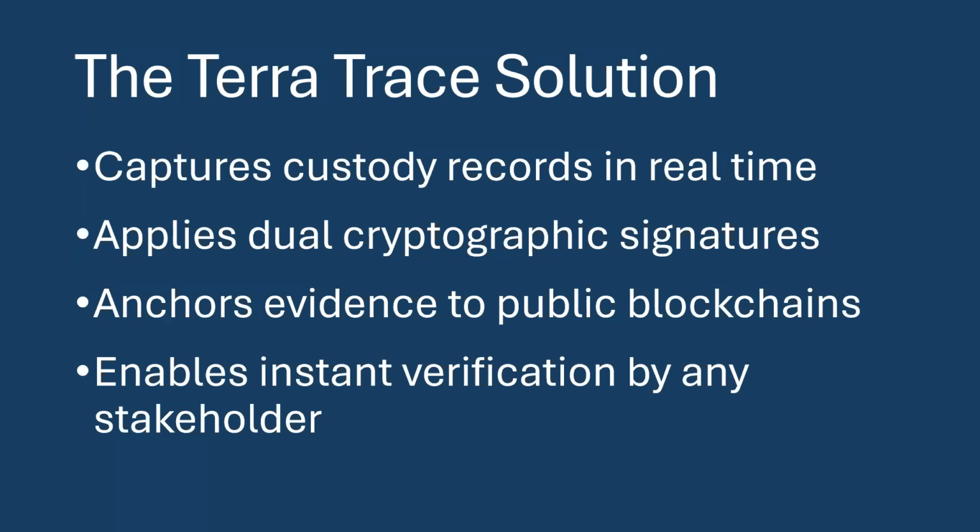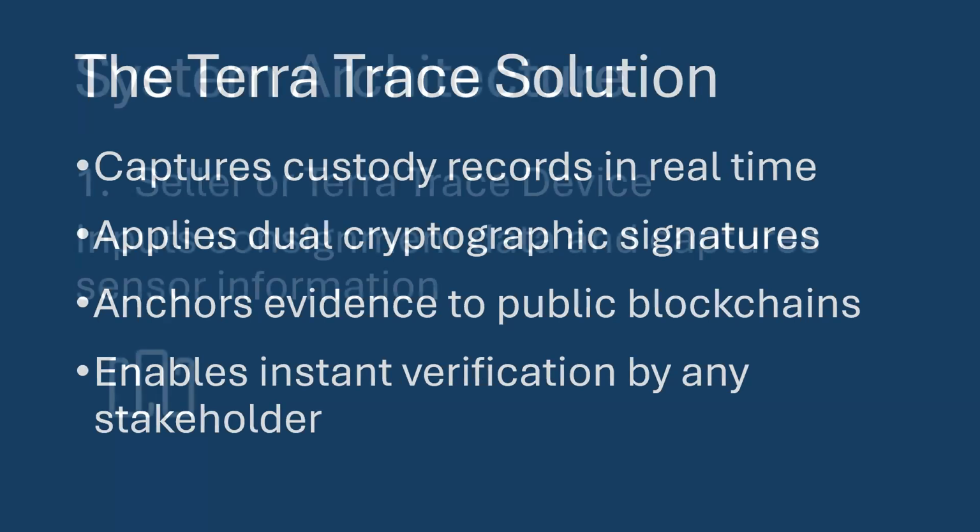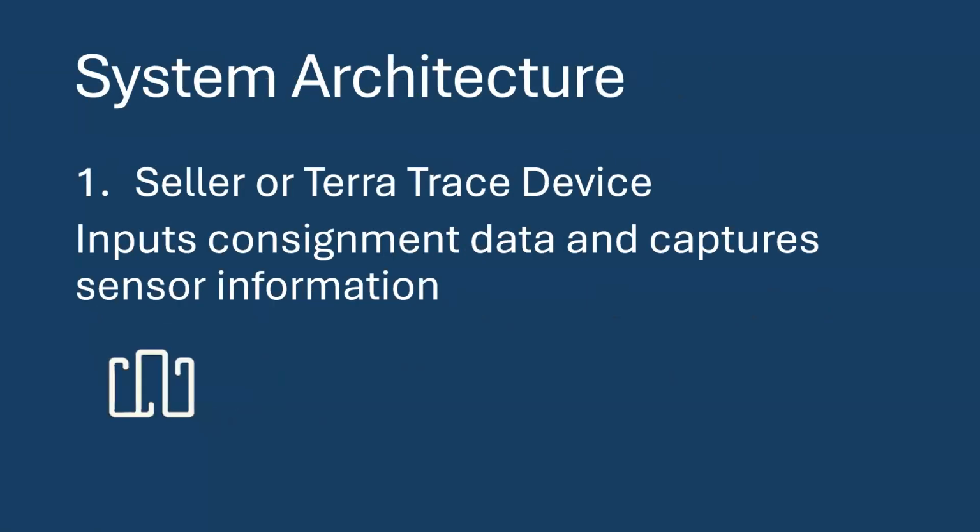Here is a walkthrough of Terra Trace's system architecture, which is comprised of 9 components. 1. Seller or Terra Trace device. A mobile or desktop device used to input consignment information, capture sensor data such as weight, photos, etc., and authenticate the seller. Here, the seller initiates a custody event using Terra Trace.